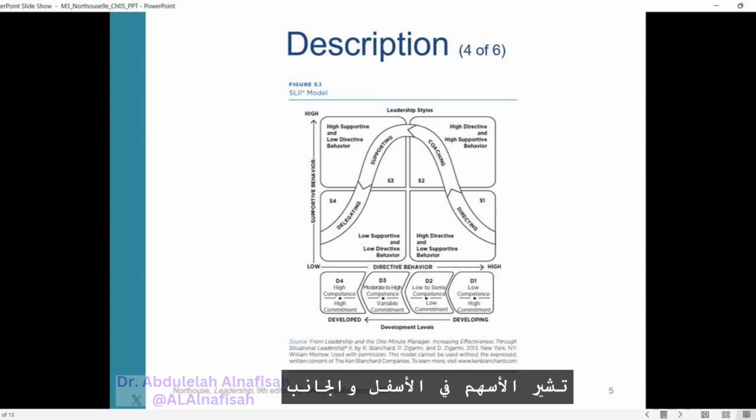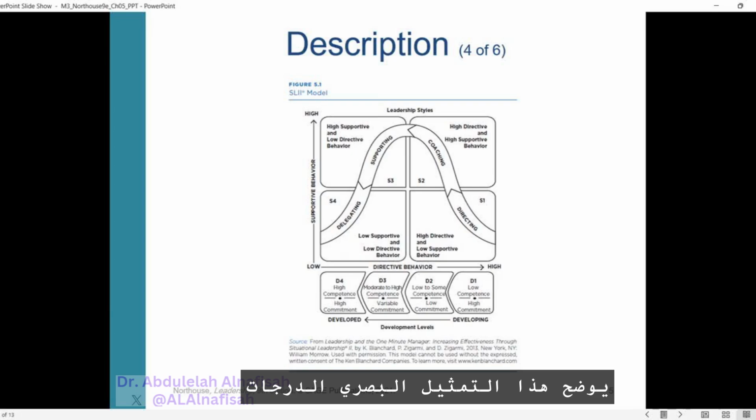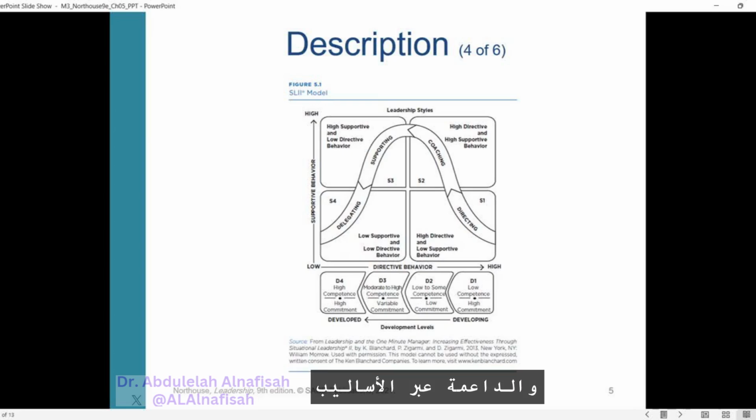In this model, the arrows on the bottom and left side indicate that directive behaviors are emphasized in the S1 and S2 quadrants, while being less prominent in the S3 and S4 quadrants. Conversely, supportive behaviors are highlighted in the S2 and S3 quadrants and are less pronounced in the S1 and S4 quadrants. This visual representation illustrates the varying degrees of directive and supportive behaviors across the different leadership styles, emphasizing the importance of balancing both aspects in effective leadership.